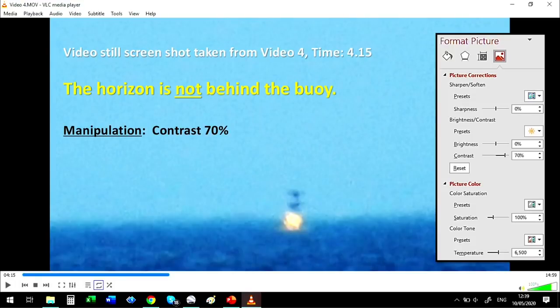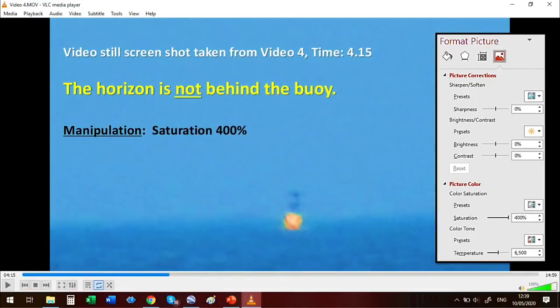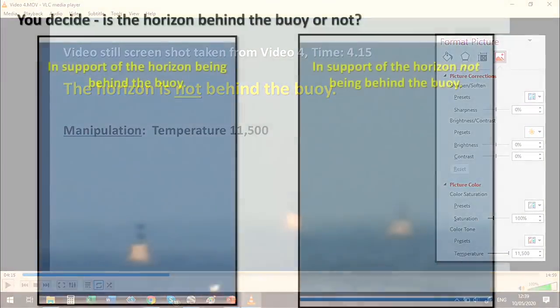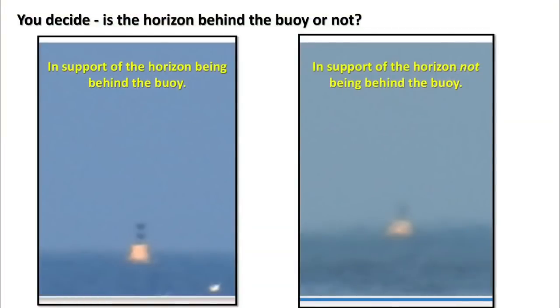Manipulation, contrast, 70%. The horizon is not behind the buoy. Manipulation, saturation, 400%. Manipulation, temperature, 11,500. You decide, is the horizon behind the buoy or not?